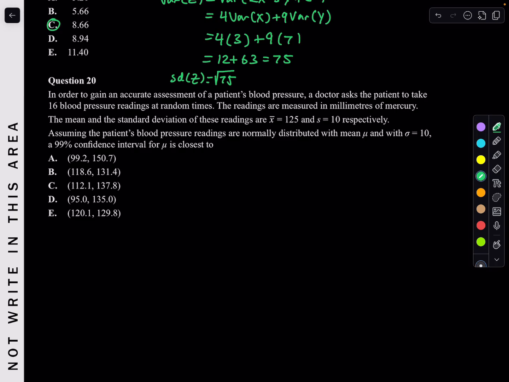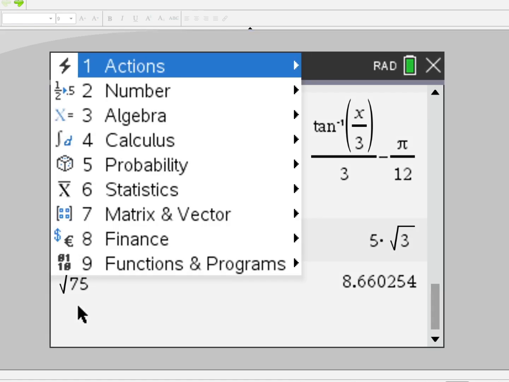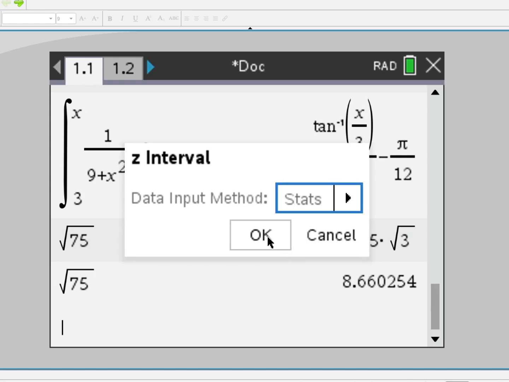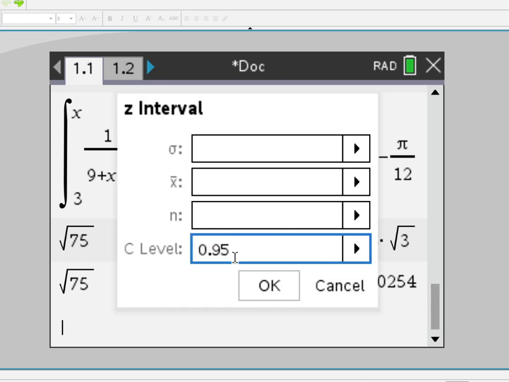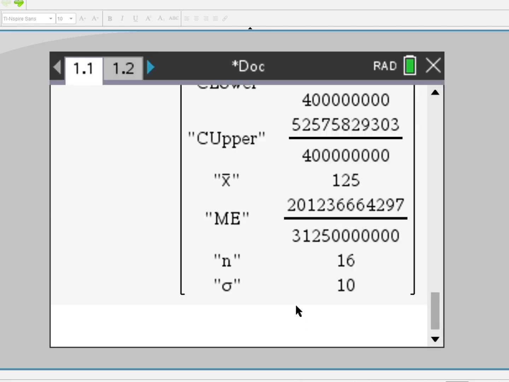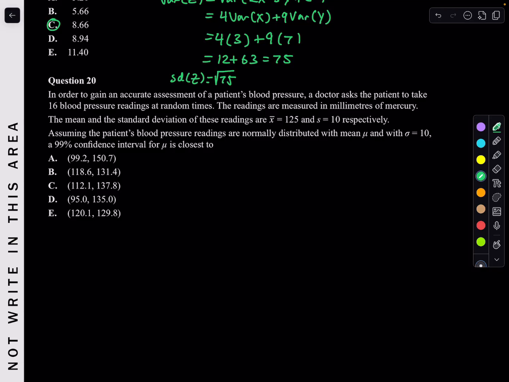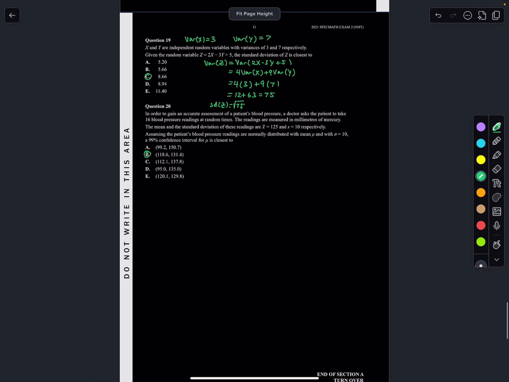A generally beautiful question. We can just do this with our CAS. They've given us all the information, we just have to put it in our CAS. So go straight away to menu, statistics, confidence interval, and Z interval. We're dealing with 99, so put 99 here. Our standard deviation is 10. Our sample mean, they gave us 125. And how many readings? 16. Control Enter. This is your C low and C up, which looks like, from our answers, 20 is B. Beautiful. What an actual beautiful paper.